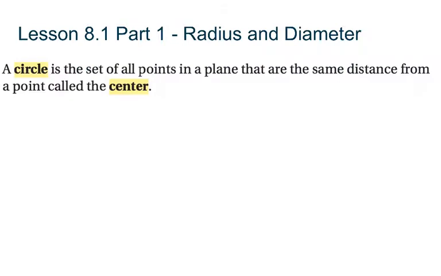A circle is the set of all points in a plane that are the same distance from a point called the center. Just for clarification, in mathematics, when we say a plane, we aren't talking about the one that flies through the sky. This plane just refers to a two-dimensional surface similar to, for example, maybe the screen that you're watching this on, a sheet of paper, or so on.